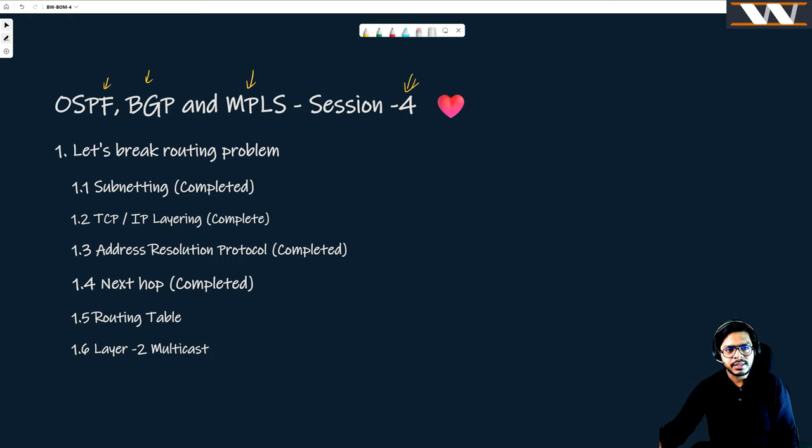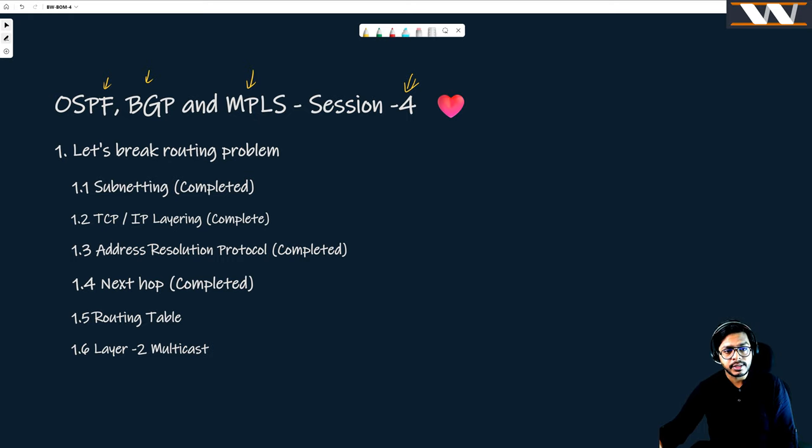From the last two classes, the agenda is actually the same, right? And you know what we are doing. We are trying to break down a complex problem, which is routing, and we got some cool concepts out of it. When we break it, we get 5 or 6 different puzzles, and we are solving those puzzles one by one.